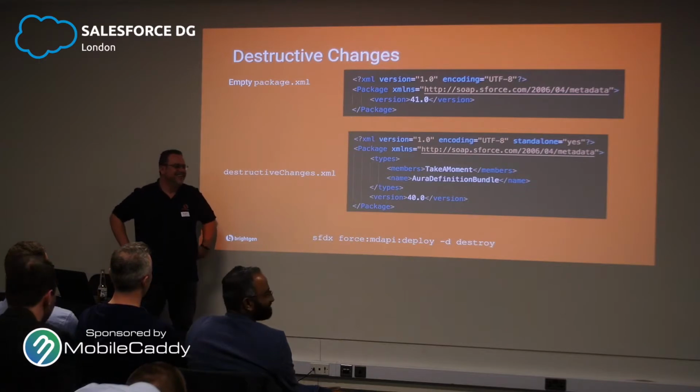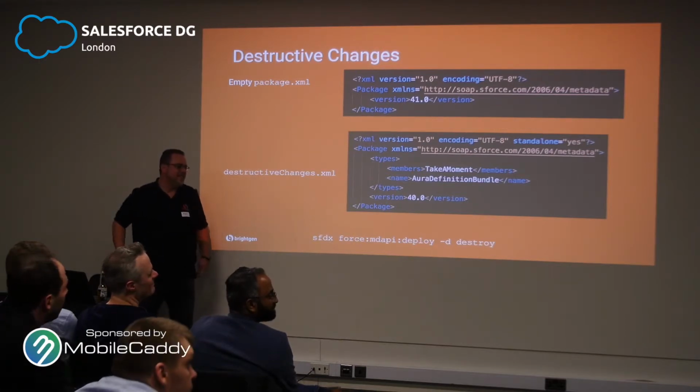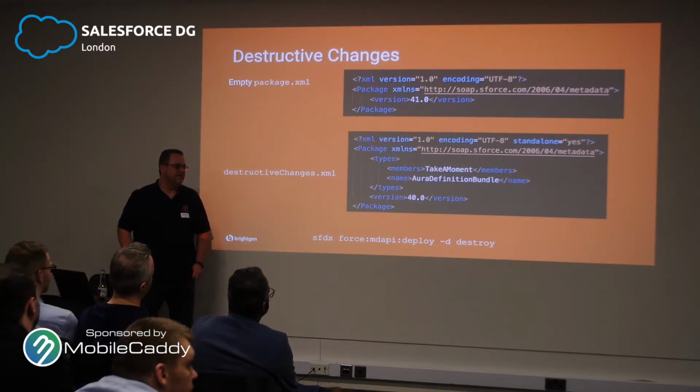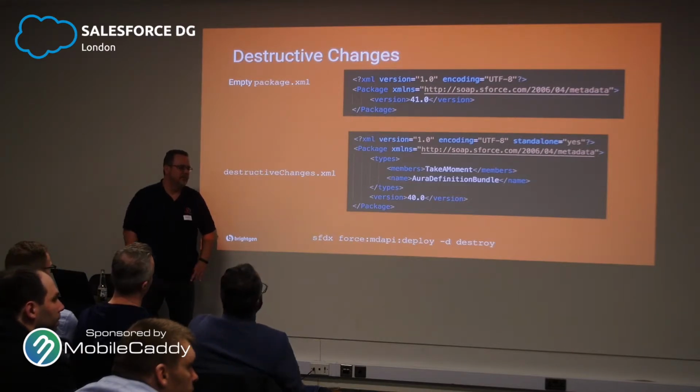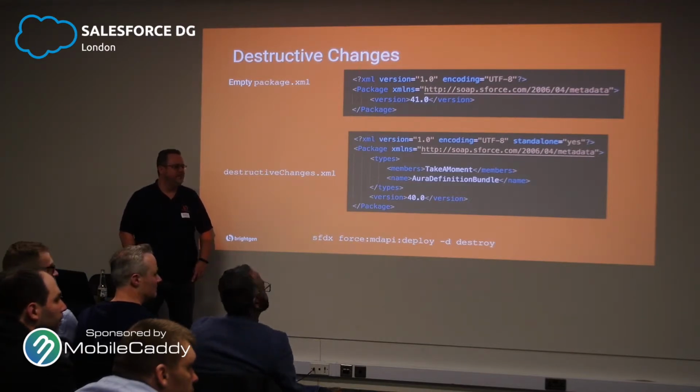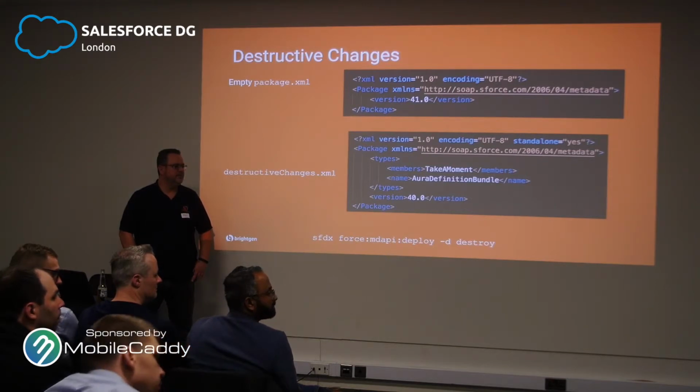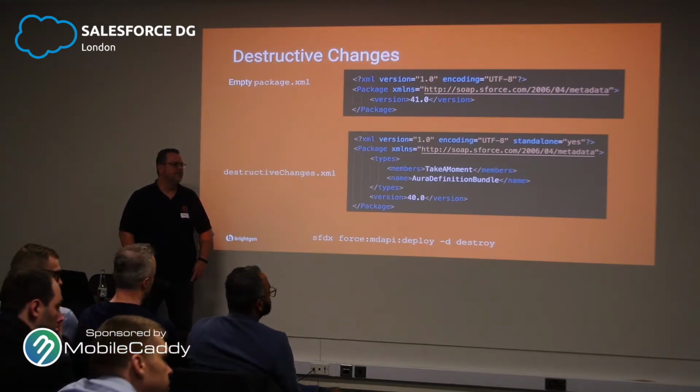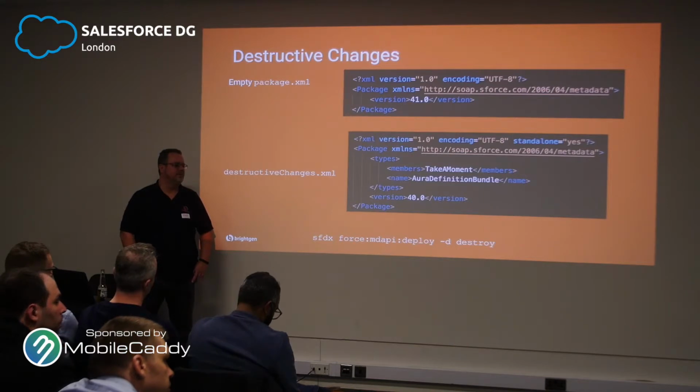Yes, Rob? When you do a destructive changes using the existing metadata tool, like labels and all that fun stuff, if the object you're trying to delete doesn't exist, you get a warning and it stops, and in your build XML, you put an ignore warnings equal true.